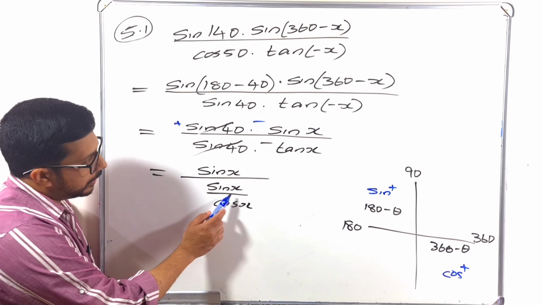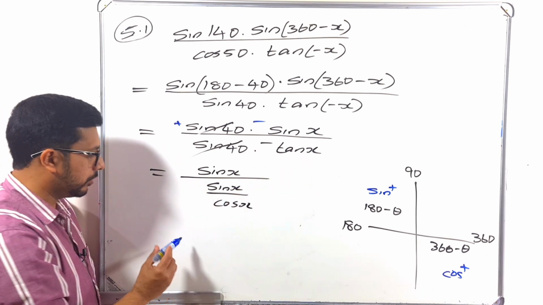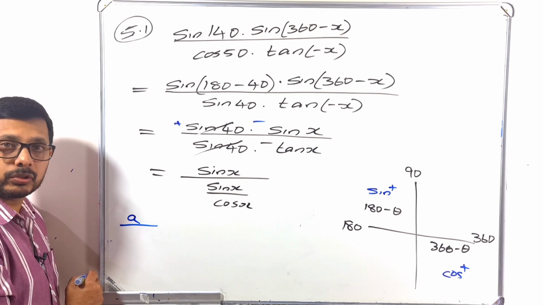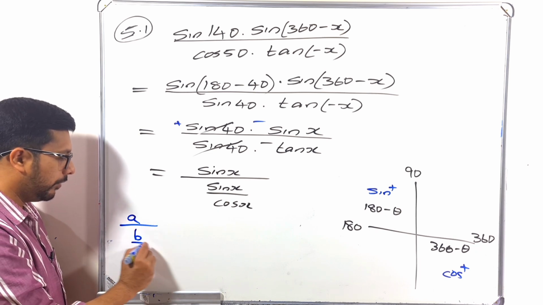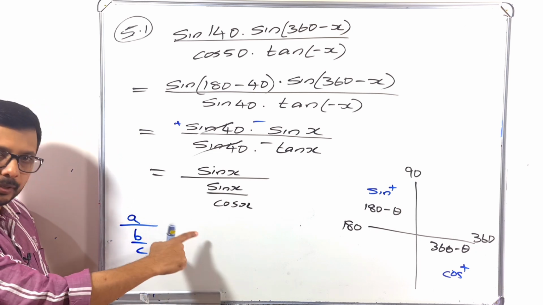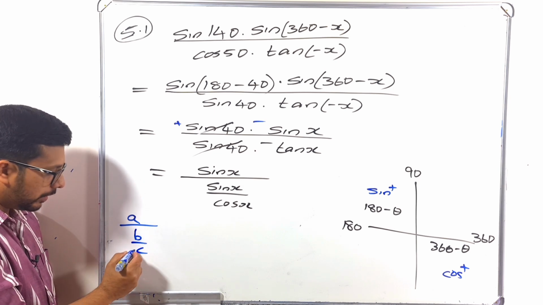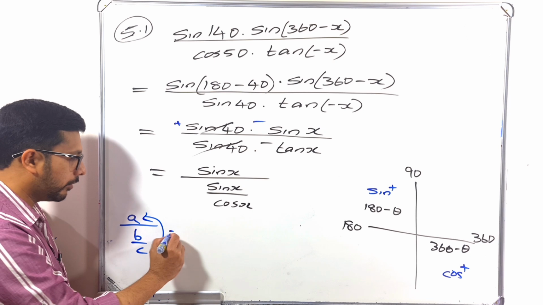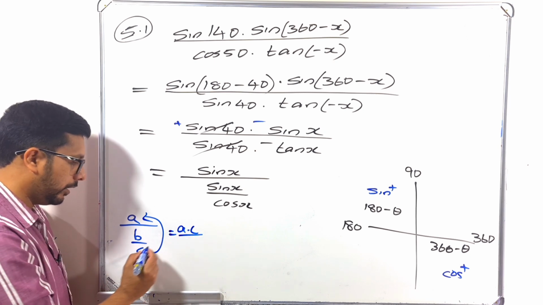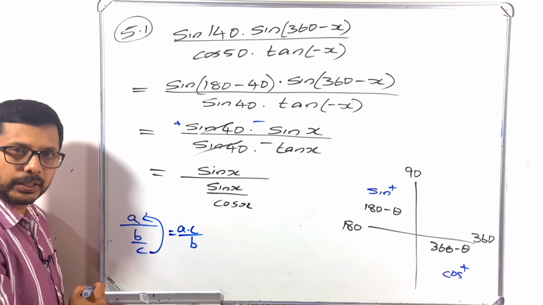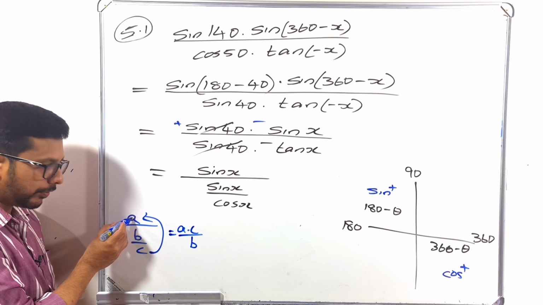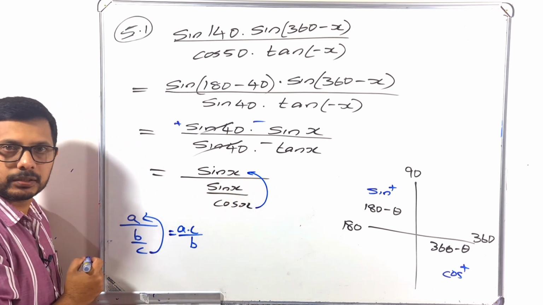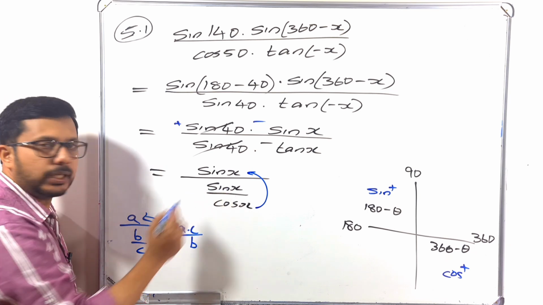Here, tan x is sin x by cos x. In small classes, or here in the trigonometry section, many times I told you, if it is something like a divided by b by c, then this c you have to multiply with this a. Then you can write a times c divided by b. This c you will multiply with this one. So similarly, this cos x will go to the numerator and multiply there, divided by sin x.